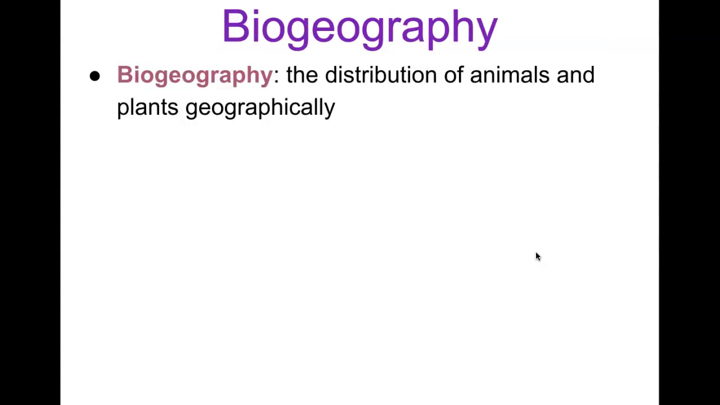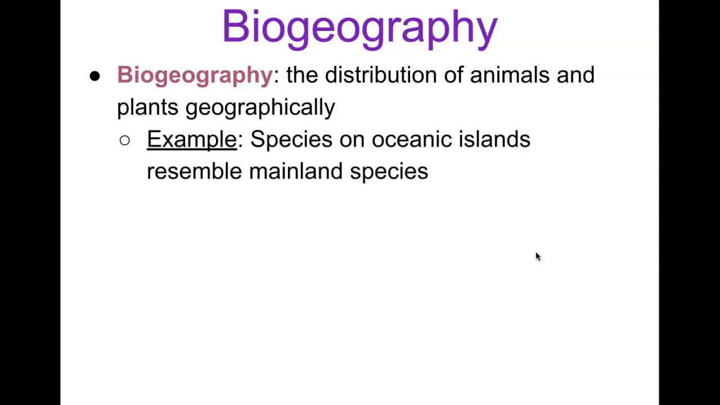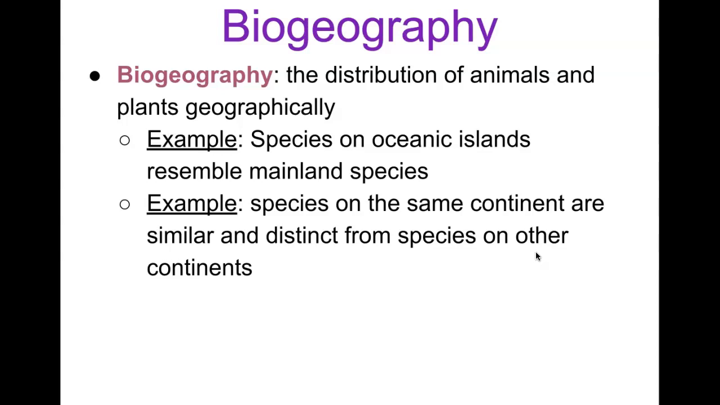Now let's take a look at biogeography. Biogeography is the distribution of animals and plants geographically. When we think of biogeography, we could think of species on oceanic islands resembling mainland species. Another example would be the species on the same continent that are similar and distinct from species on other continents. So in the first example, those are organisms that are in two separate locations but resemble each other. In the second example, we have two species on the same continent, same general location, but they're distinct from the species on other continents. So biogeography is just looking at how the distribution of animals and plants are based on their geographical location.